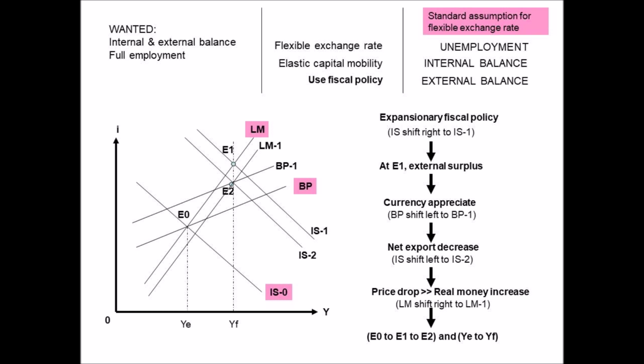Currency appreciation and the net export decrease both cause your domestic price to drop. When your domestic price drops, your real money increases, because real money is nominal money divided by price. So if price drops, real money increases, which will cause the LM line to shift to the right. So at the end, you achieve E2. From the start until the end, E0 goes to E1, E1 goes to E2, and YE goes to YF. At E2, you achieve internal and external balance because the IS, LM, and BP curves cross together, and E2 is at YF. So you achieve what you want: internal balance, external balance, and full employment.